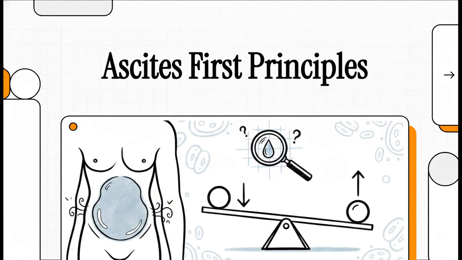Welcome to today's Explainer, where we're going to put on our medical detective hats. We're tackling a classic clinical mystery, where a single collection of fluid actually holds all the life-saving answers. You see, ascites isn't just a random accumulation of fluid. It's a profound disruption of the body's internal balancing act. And really understanding it? Well, that means breaking it down from its absolute first principles.